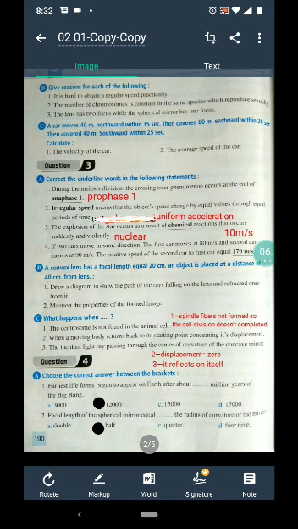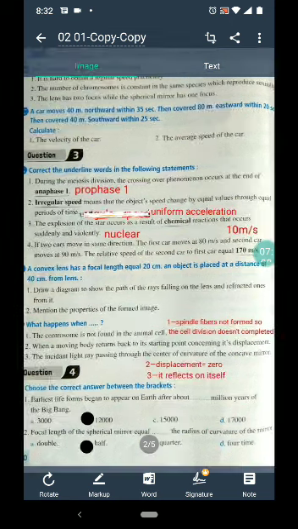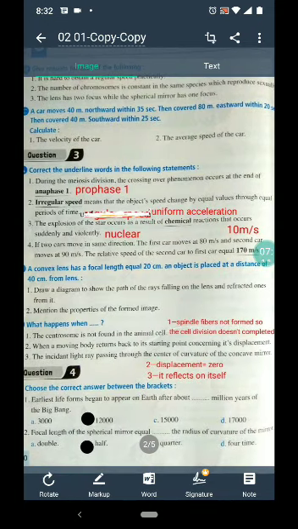Question number 3. Correct the underlined words in the following statements. Number 1: During meiosis division, the crossing over phenomenon occurs at the end of prophase 1. Number 2: the object's speed changes by equal values through equal periods of time. This is uniform acceleration. Number 3: the explosion of the star occurs as a result of a dash reaction that occurs suddenly and violently. This is a nuclear reaction.